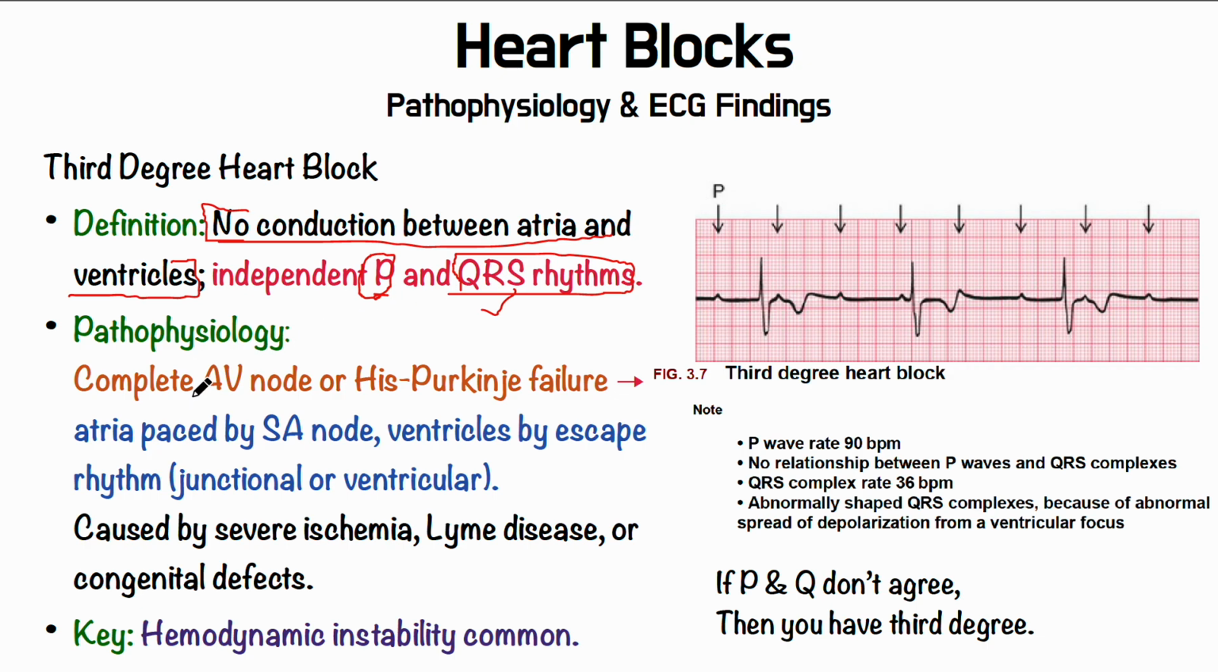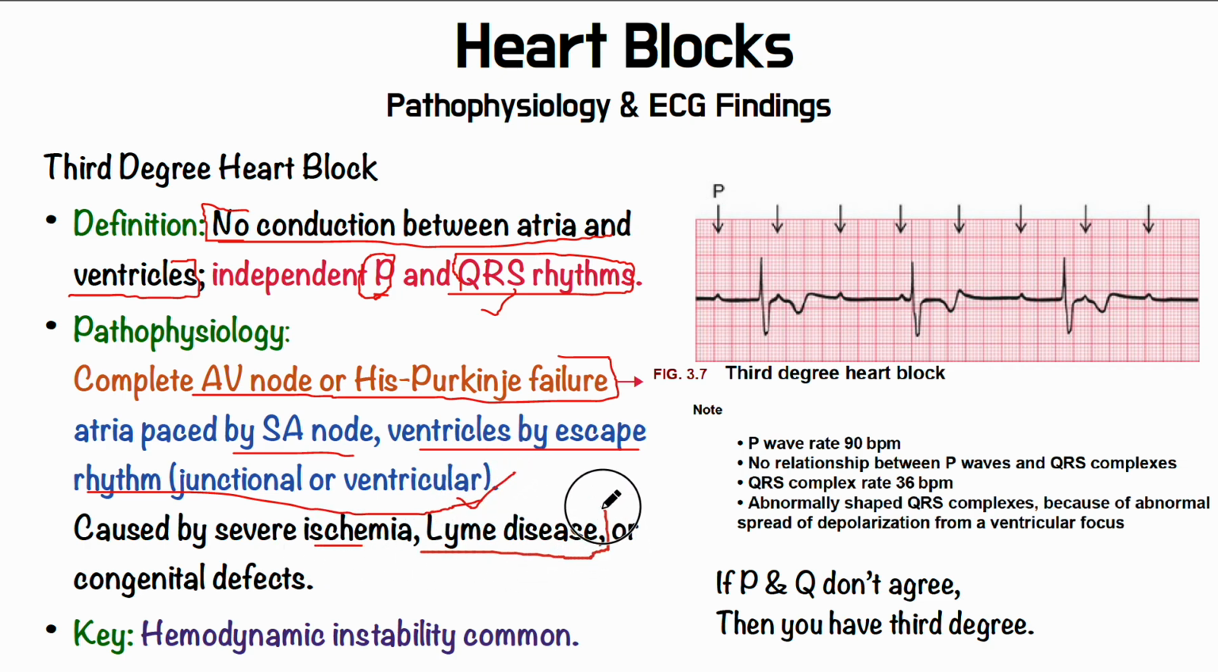So the pathophysiology is complete AV node or His-Purkinje failure, with the atria paced by the SA node and the ventricles by an escape rhythm, that is junctional or ventricular. They are normally caused by severe ischemia and Lyme disease. This is very high yield. You have to remember this. Lyme disease presents with third degree heart block if presented late, and then congenital defects. The key is that there will be hemodynamic instability.